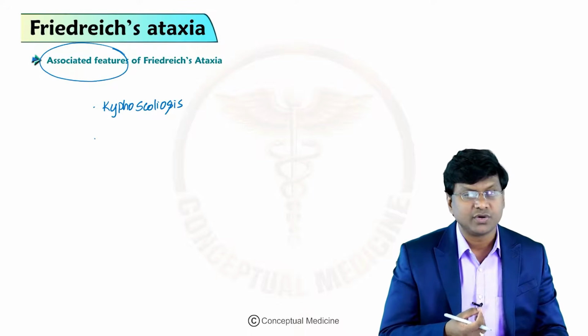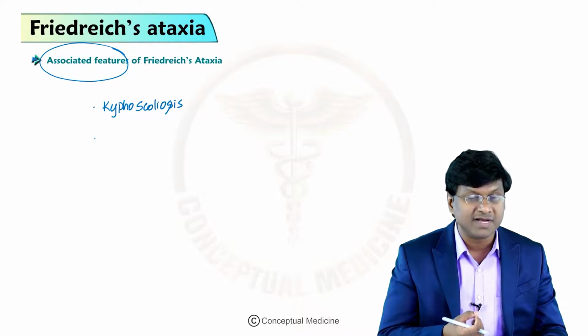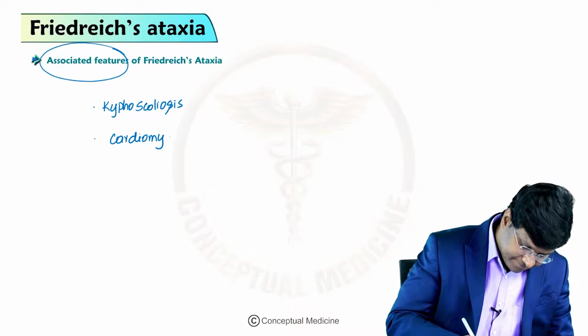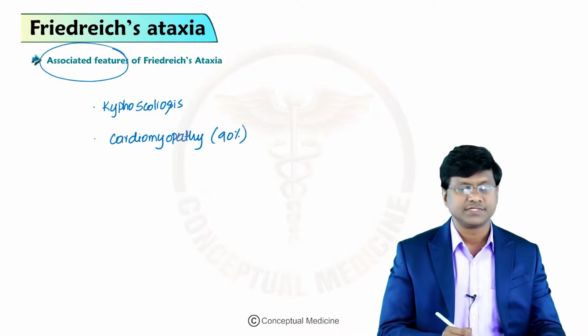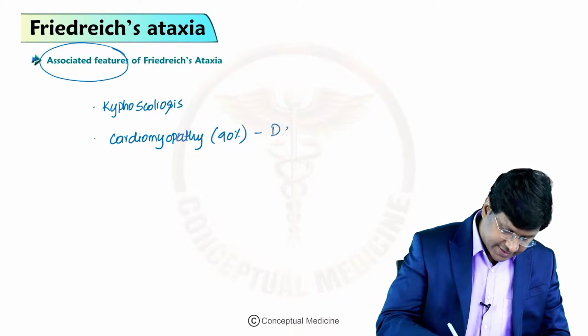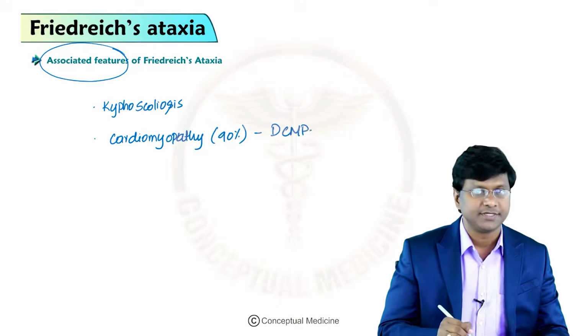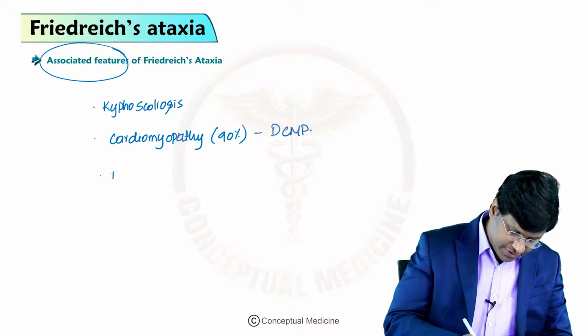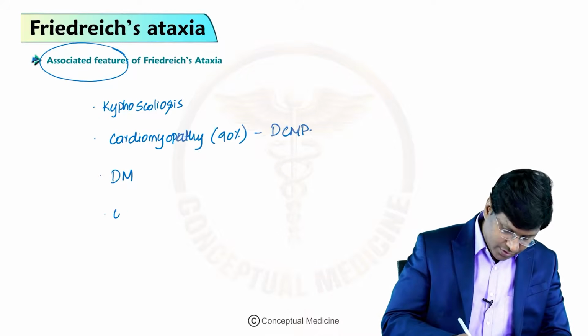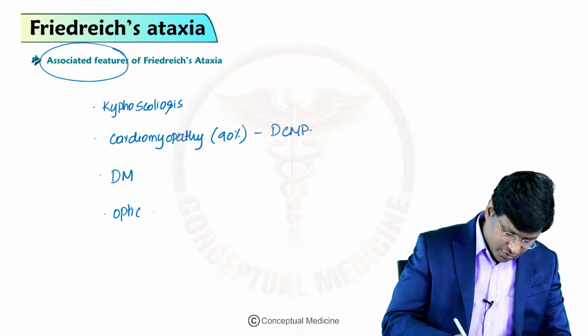And these individuals also have muscle weakness, and that is what is called cardiomyopathy. This particular cardiomyopathy is seen in almost 90% of individuals, and the type of cardiomyopathy seen in patients with Friedreich's ataxia is dilated cardiomyopathy. And almost 20% of individuals develop diabetes mellitus. There is also involvement of the optic nerve, that is optic atrophy.